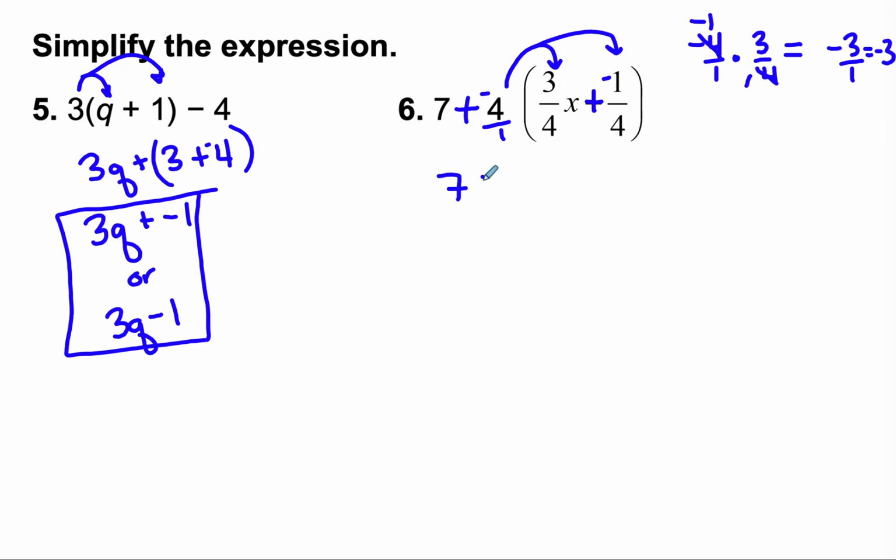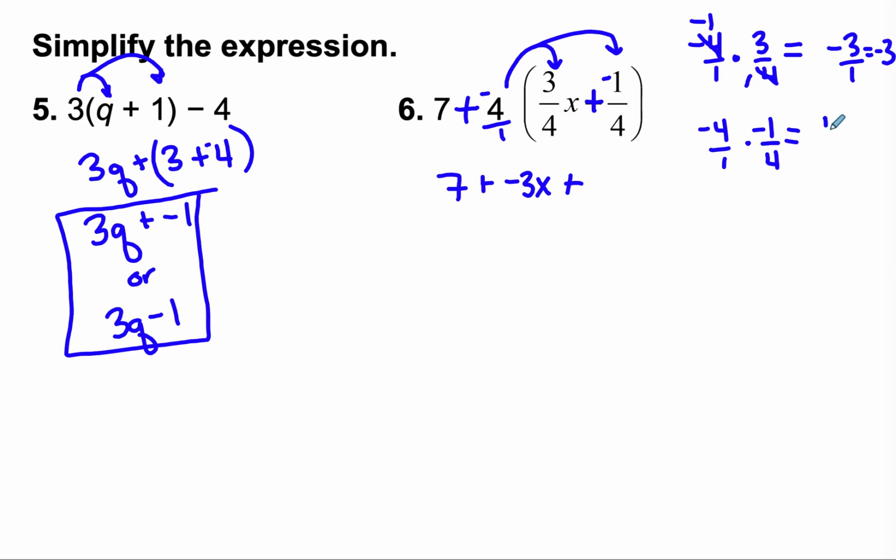So I have 7 plus -3x. I can't forget about that x that's there. Plus. And now I'm going to do -4 times -1/4. -4 over 1 times -1/4. This time I won't cross cancel for those people that don't like to cross cancel.